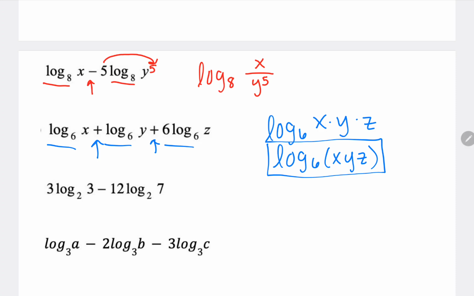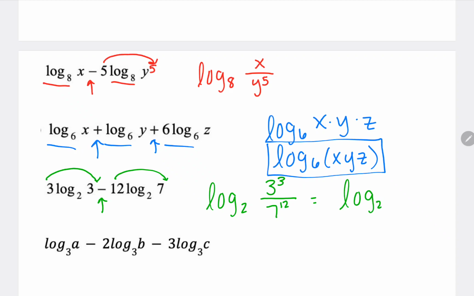The next example, we have 2 log base 2's that we're going to condense into 1. We have subtraction, which means quotient property. A number in front means that's the exponent, so we have 3 to the 3rd power and 7 to the 12th power. 3 to the 3rd power, I can rewrite that as 27. The 7 to the 12th power is a very, very, very large number, so I'm just going to leave that 7 to the 12th power.